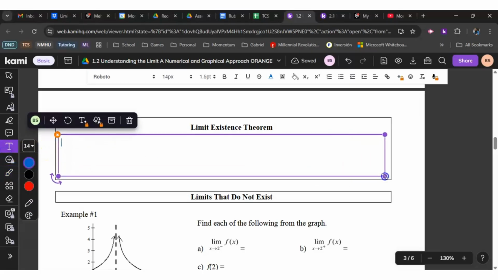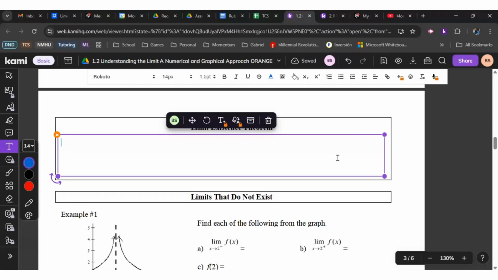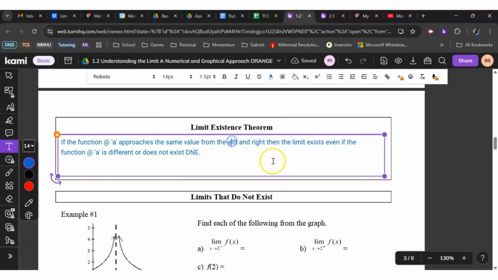Then I'll give you a chance to write it and then we'll talk about it. So, if the function at a approaches the same value from the left and right, then the limit exists even if the function at a is different or does not exist. I'm going to let you guys write it, don't worry.